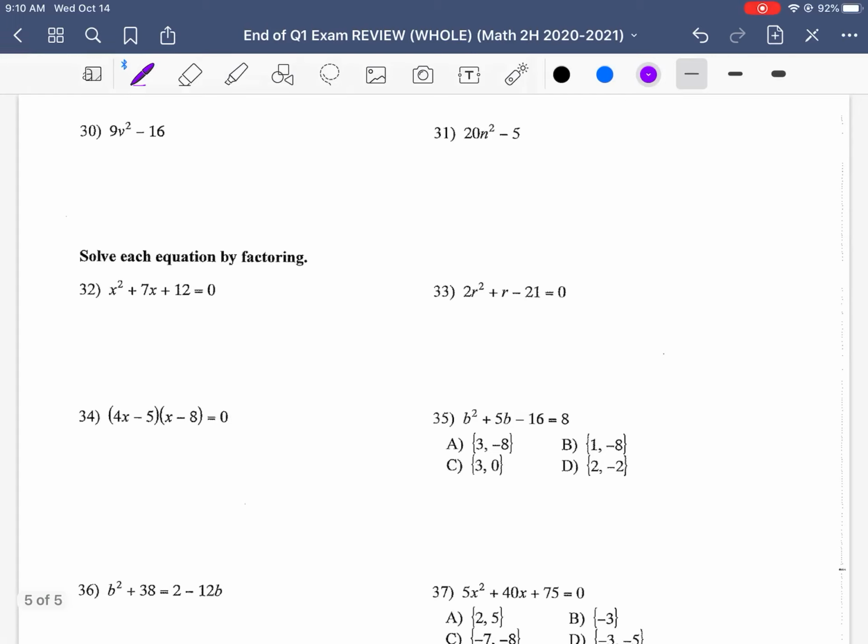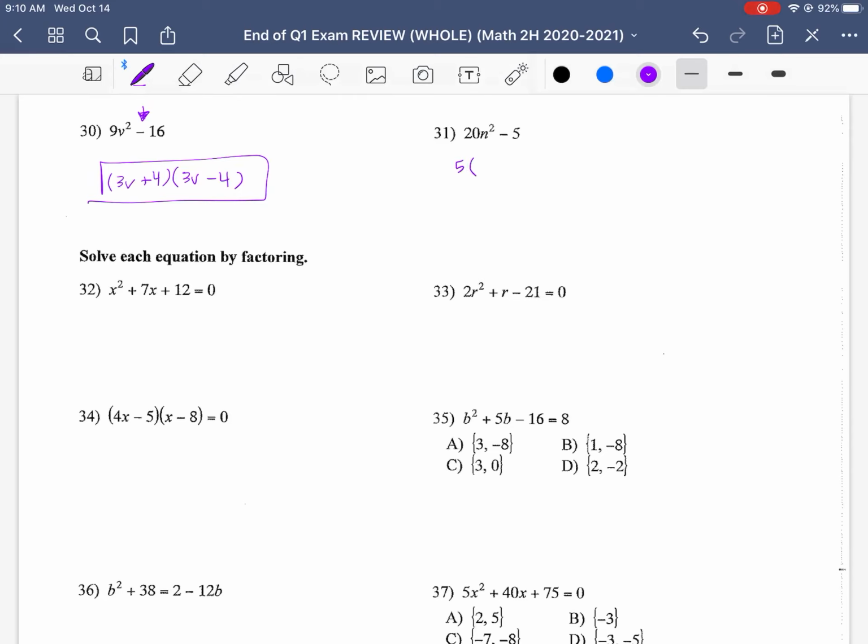All right, last page. 30 again, same steps. Look for your greatest common factor. There's not one there. Notice there's no middle term either. This one's a difference of squares, so this is one of those that we pull apart. We know that it's going to be 3v and 3v, and it's going to be 4 and 4 because these have to be identical, and then they need different signs so that that middle term adds to 0.